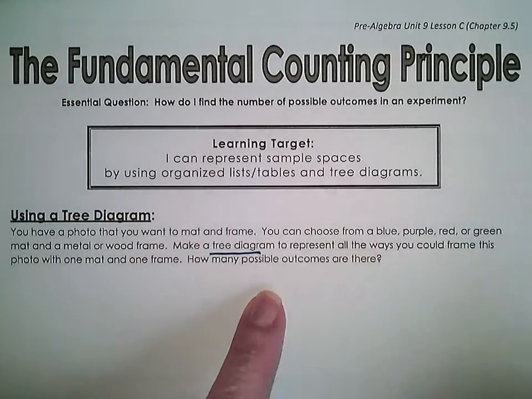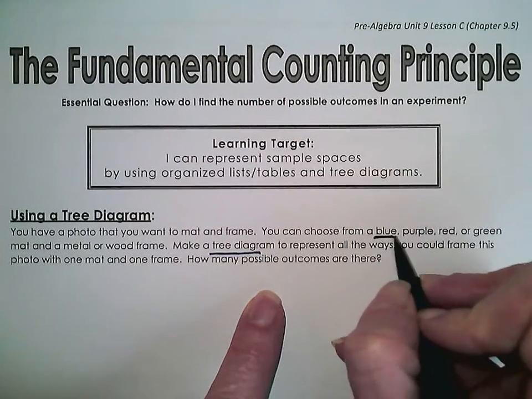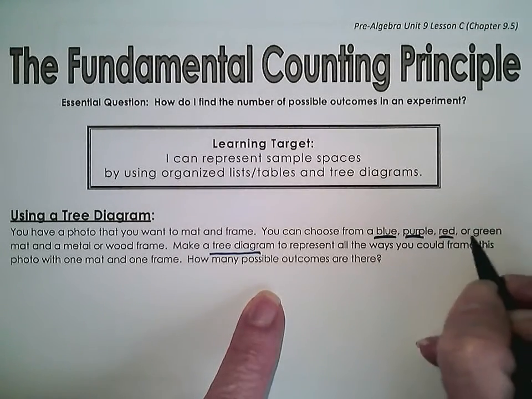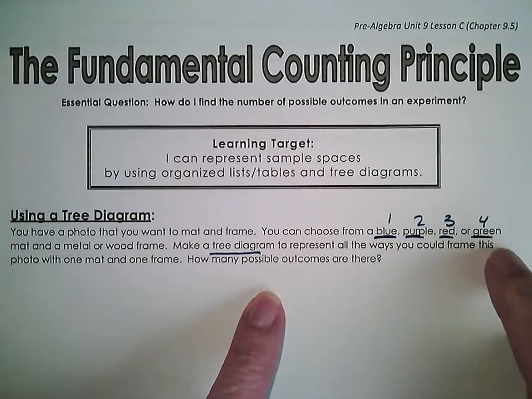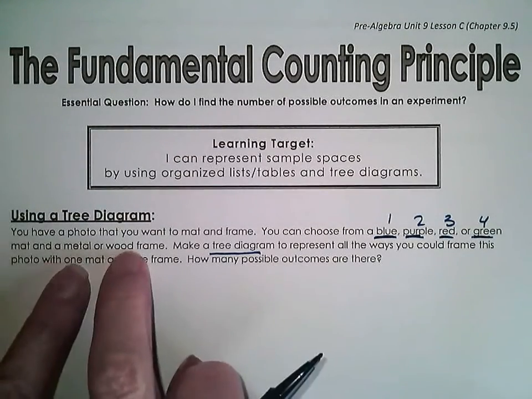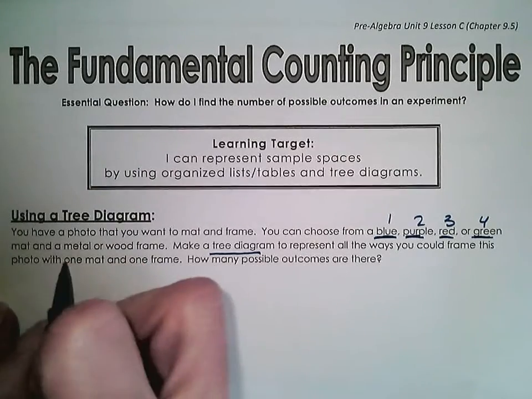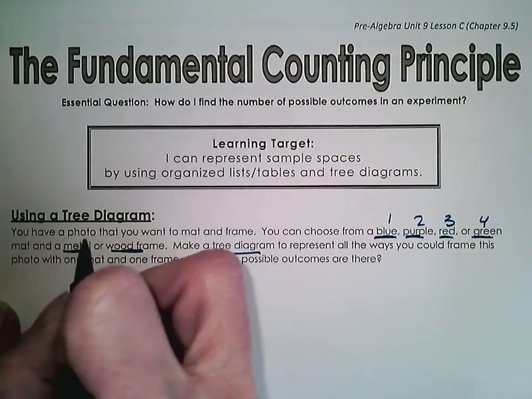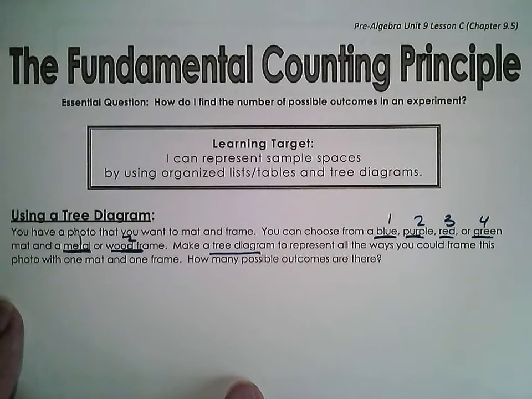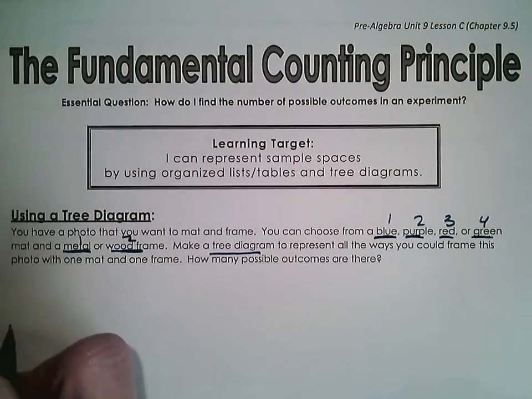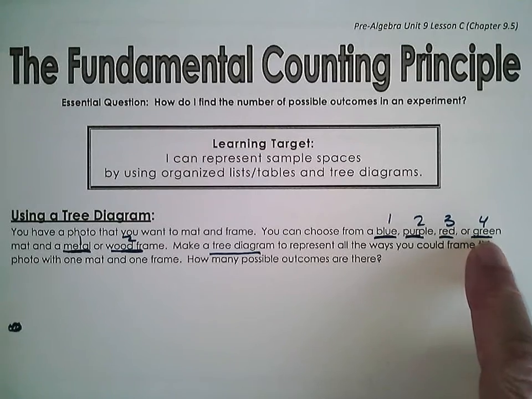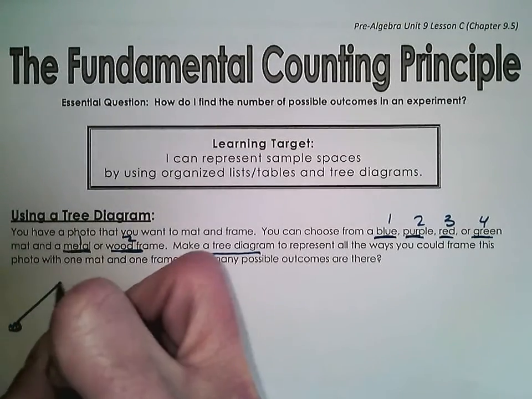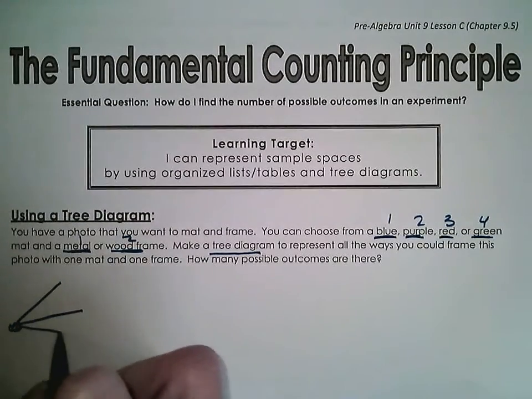We can choose a blue, a purple, a red, or a green mat. So that's 1, 2, 3, 4 different mat colors we have to choose from. And then we have our metal or wood frame. So we have 1, 2 different ways we can frame this. So let's basically start with our project here. And then we can choose one of 4 different mats. So 1, 2, 3, 4.